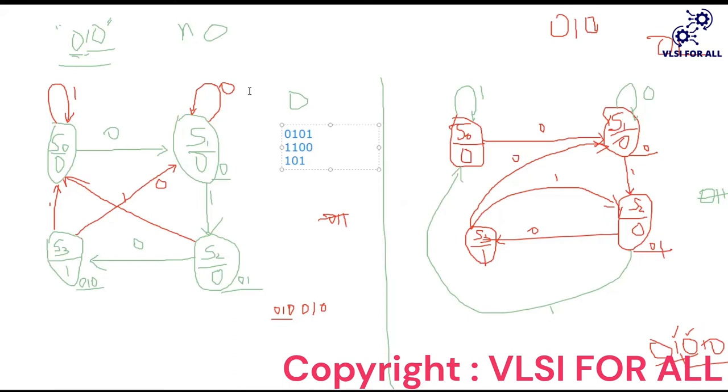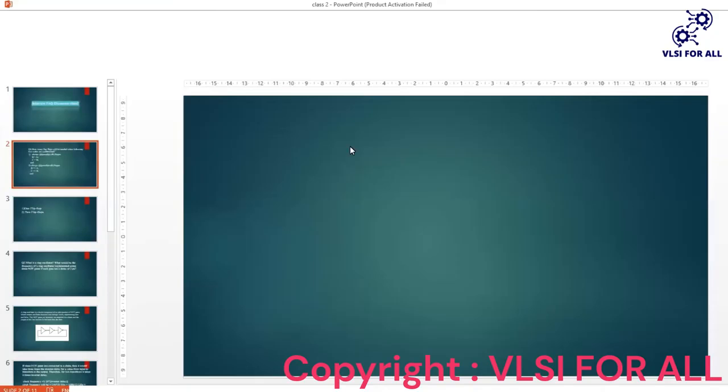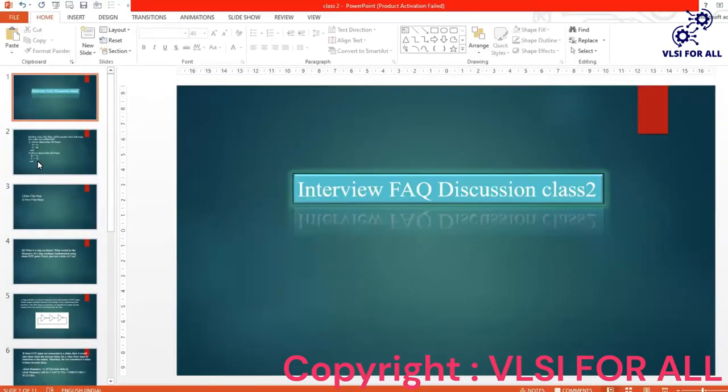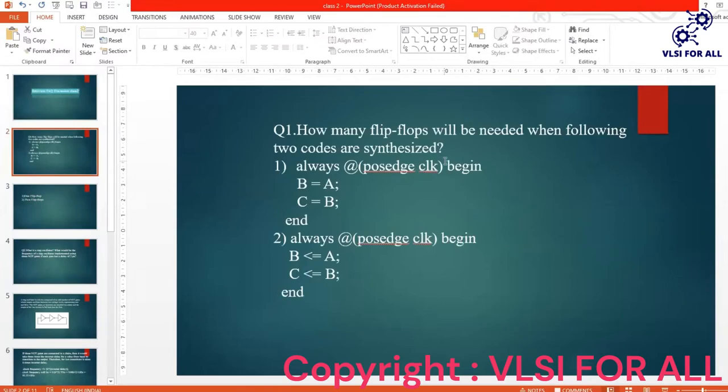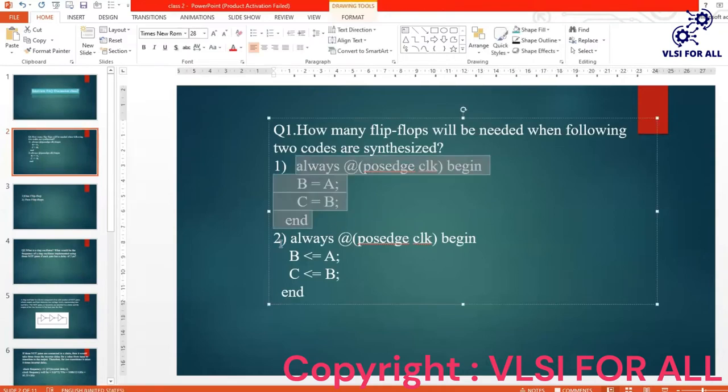Now I'll be sharing a PPT and we'll discuss a few interview questions. You would have come across questions like this in interviews, like how many flip-flops will be used in the first code and how many flip-flops do we use in the second code? Can anyone analyze and tell how many flip-flops will be required in the first code here?